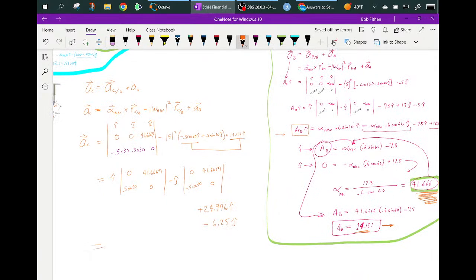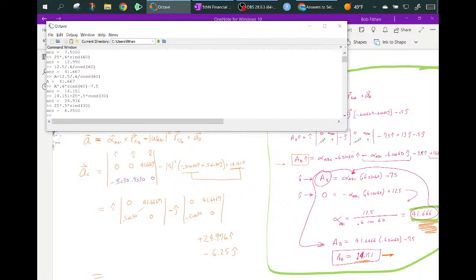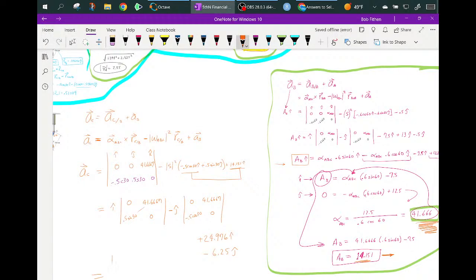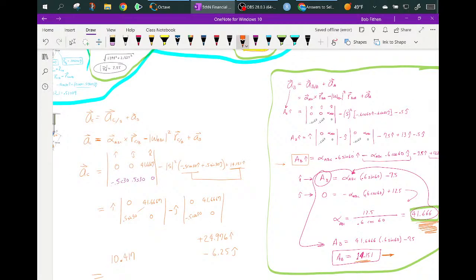So now I'm going to have to do this times a minus. Okay, so let's go ahead and do that. 41 point this times 0.5 times sine degree of 30. That is not a time symbol, but that is. That would be 10. Okay. 0.417i.